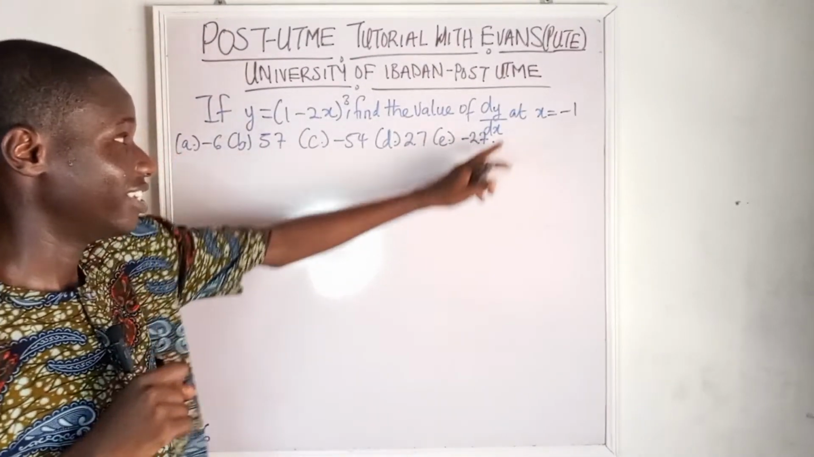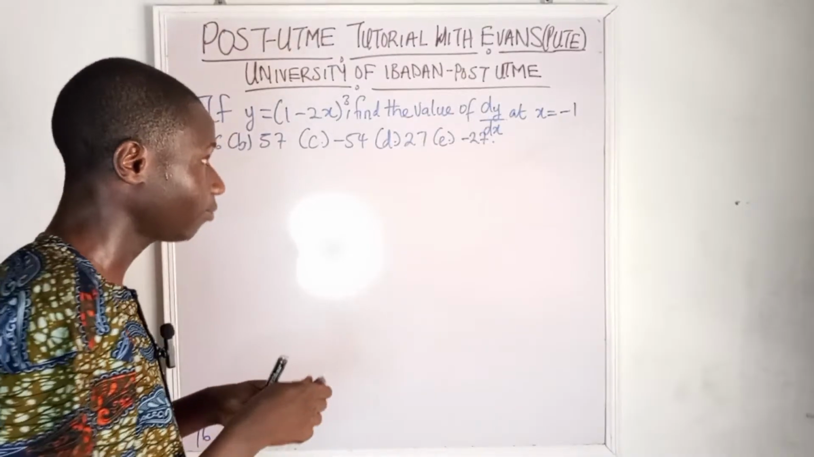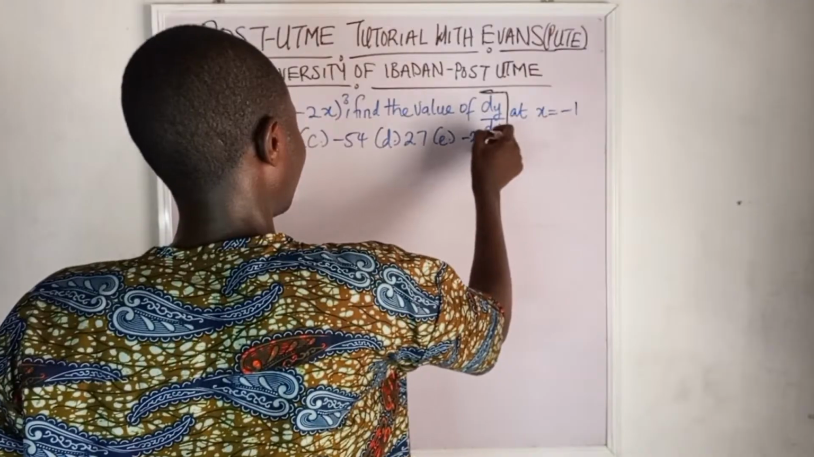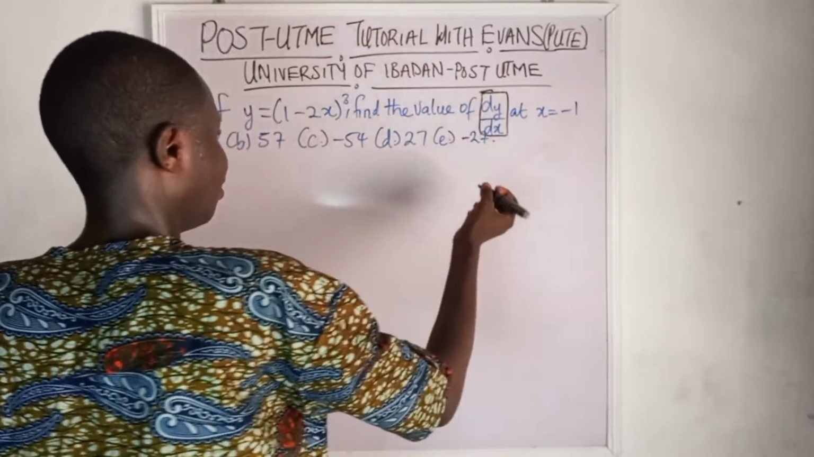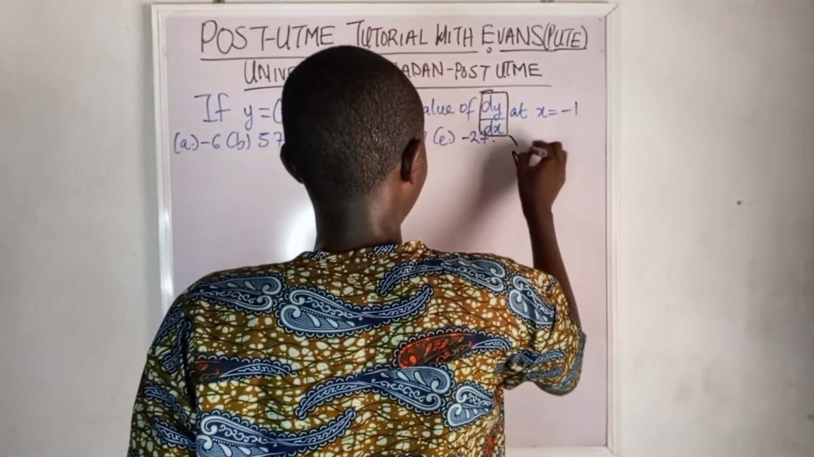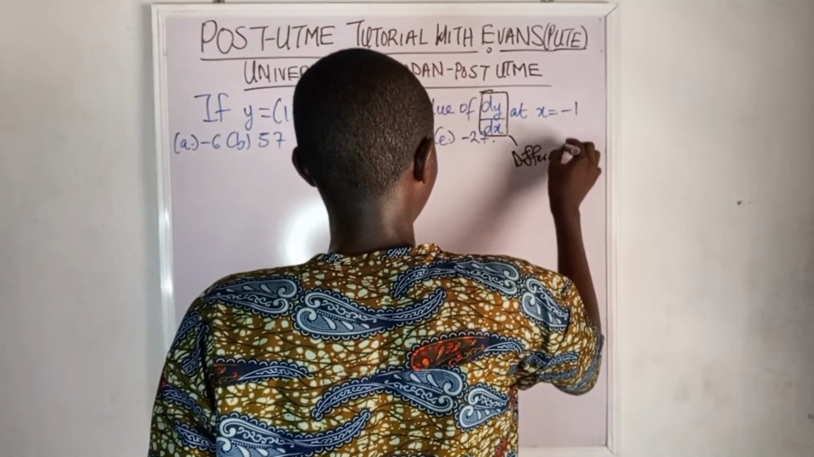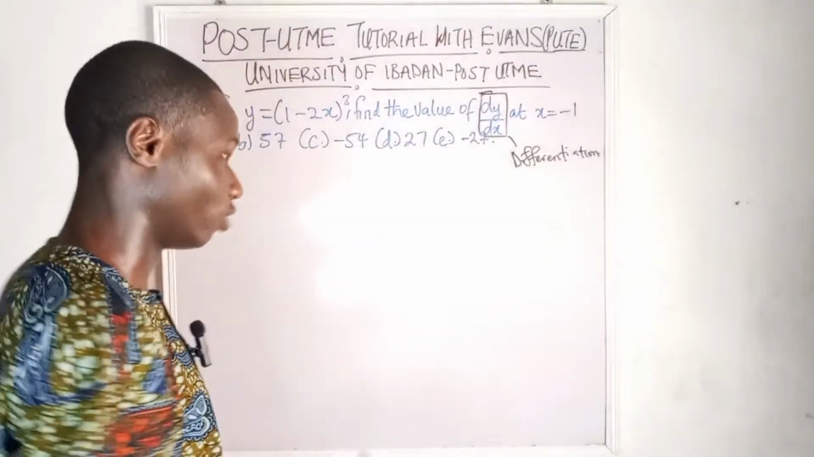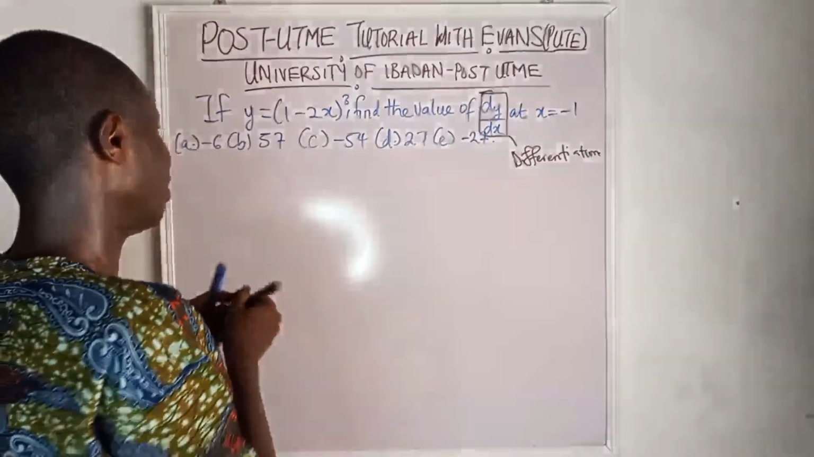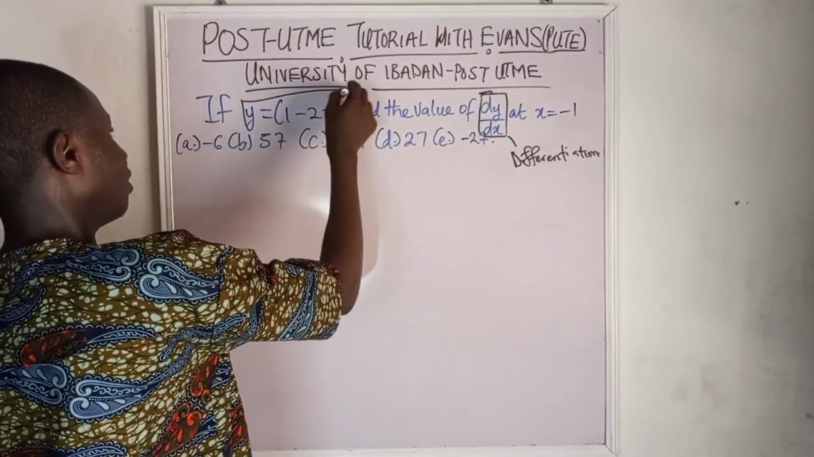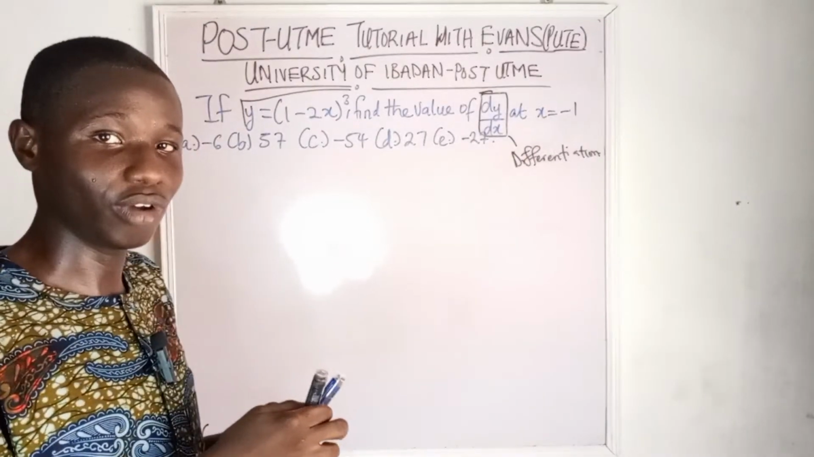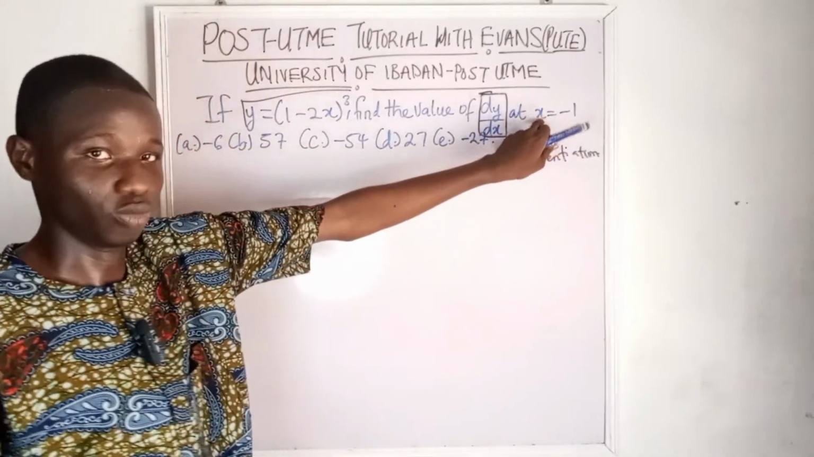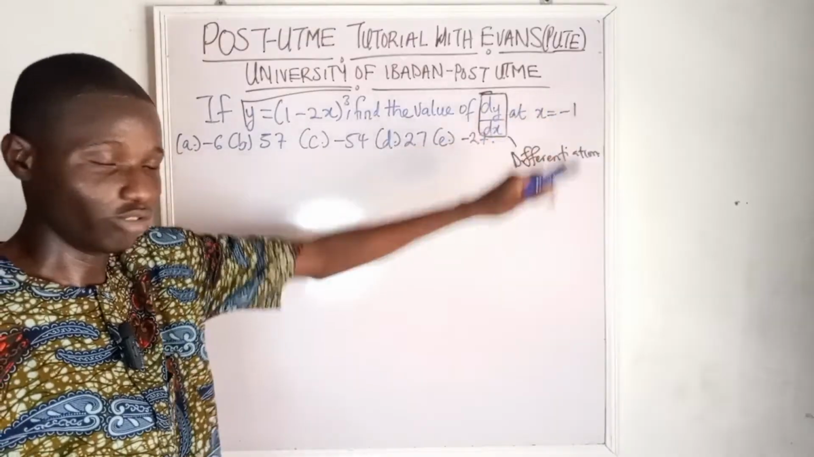In this question, you see that this is dy/dx. So what they're asking you to do is differentiation. But in this question, what we are going to do firstly is differentiate this function. Then after differentiation, the next thing we're going to do is equate the value of x to be -1 after differentiating. I'm going to tell you how to do it now.